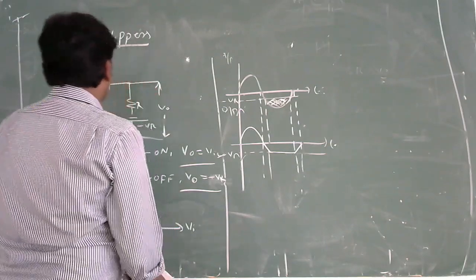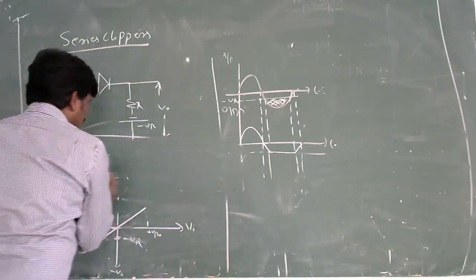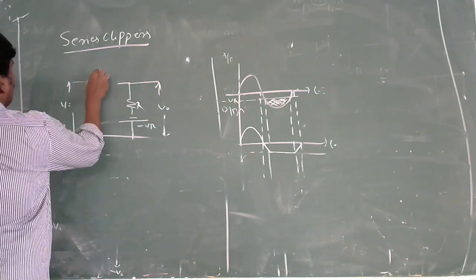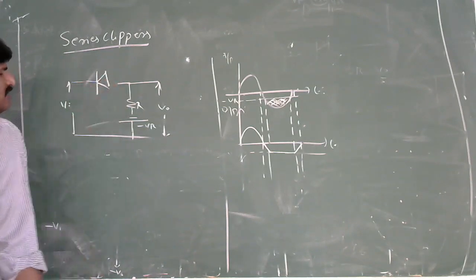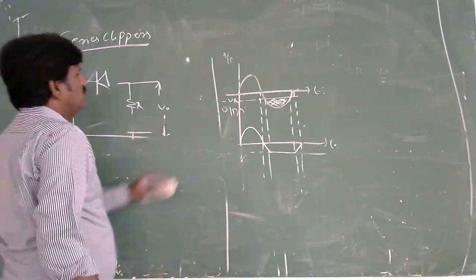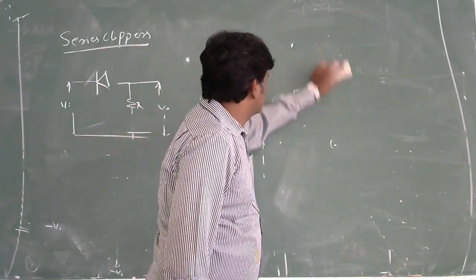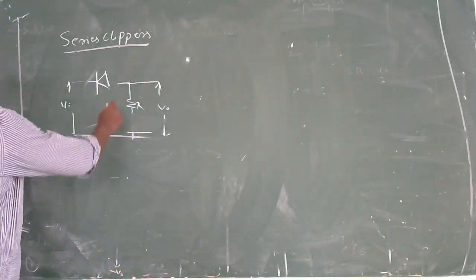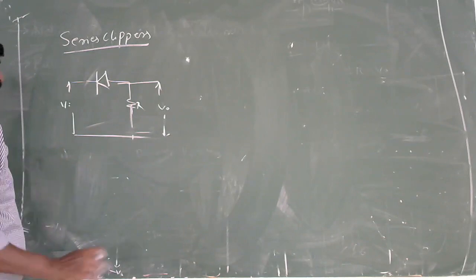You can also practice different circuits. You can also change this diode like this. You can also change this diode like this. Then you can draw the transfer characteristics by observing the conduction state of this diode. When you keep the diode like this, very simple.